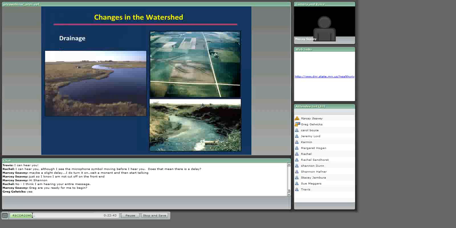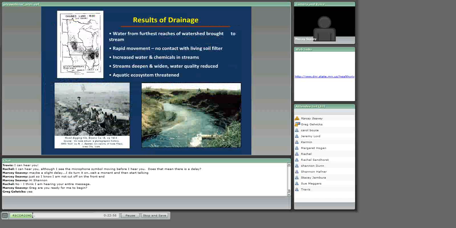Another big change has been drainage of the land, drainage of wetlands. We've lost a lot of wetlands in Iowa. And some of the results of this drainage and impacts on streams, that water from parts of the watershed that normally would have gone into the groundwater are now being drained to the streams.